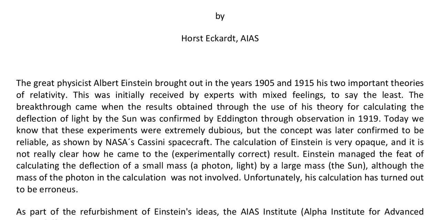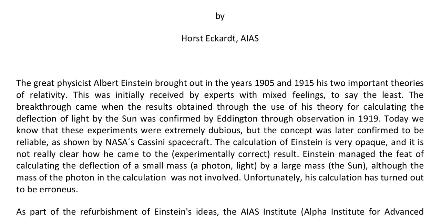The breakthrough came when the results obtained through the use of his theory for calculating the deflection of light by the sun was confirmed by Eddington through observation in 1919. Today we know that these experiments were extremely dubious, but the concept was later confirmed to be reliable, as shown by NASA's Cassini spacecraft. The calculation of Einstein is very opaque, and it is not really clear how he came to the experimentally correct result.